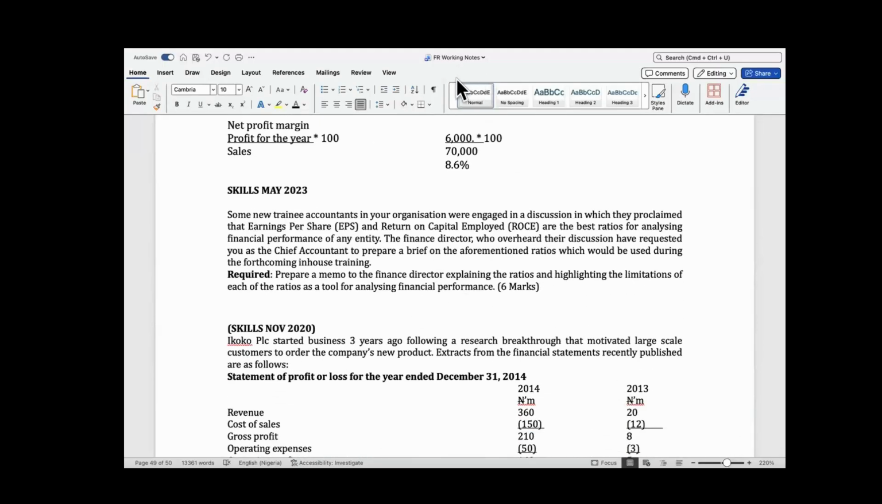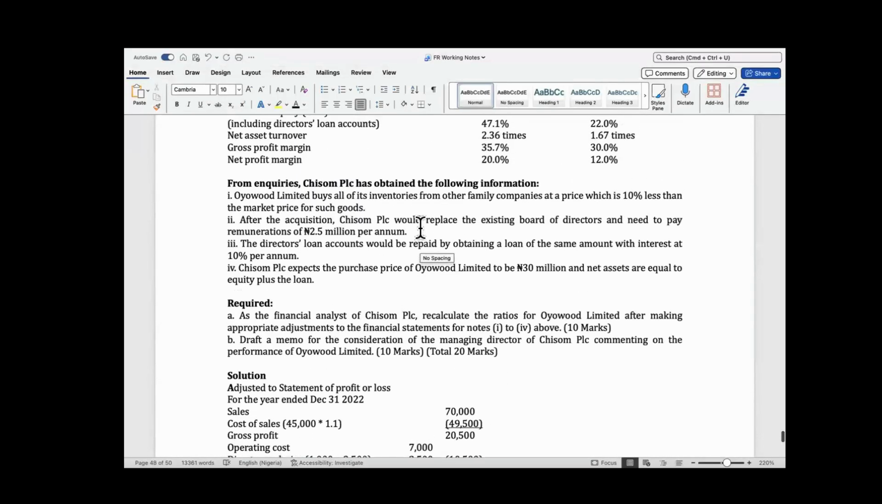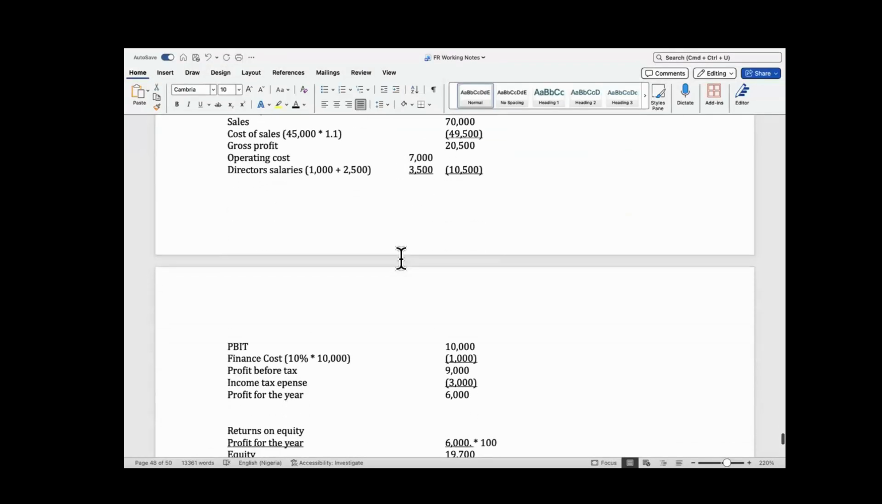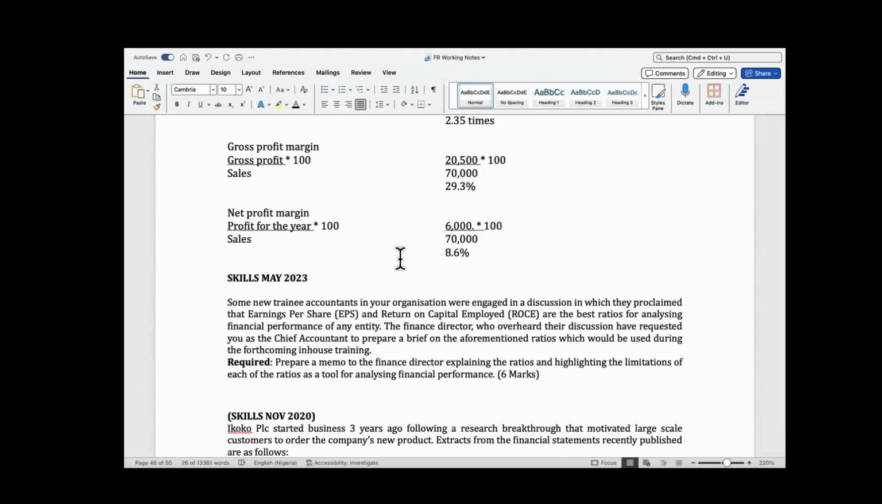This one. So this talks about... Yeah, Solomon, I see your hand. Please ask a question. I want to ask which one you want us to solve. The B part of this May, November, this one, draft a memo. Okay. Thank you. So I've done the ratio, just do a memo, compare with industry average.